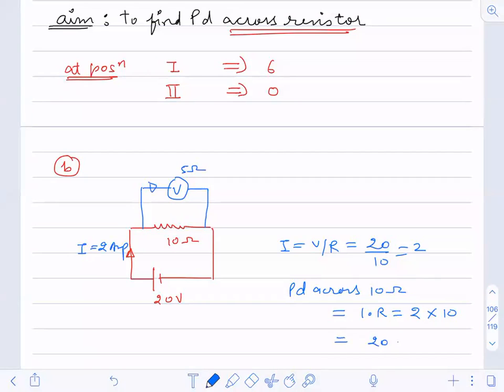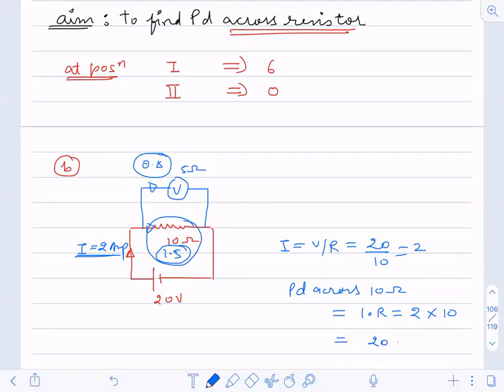Current will pass through this also, because this 2 ampere will now get split, part towards the voltmeter. Through the 10 ohms, suppose the current is around 1.5, and here 0.5 goes. Now if you calculate the potential difference, you will get 15. So the loss is of 5 volt.